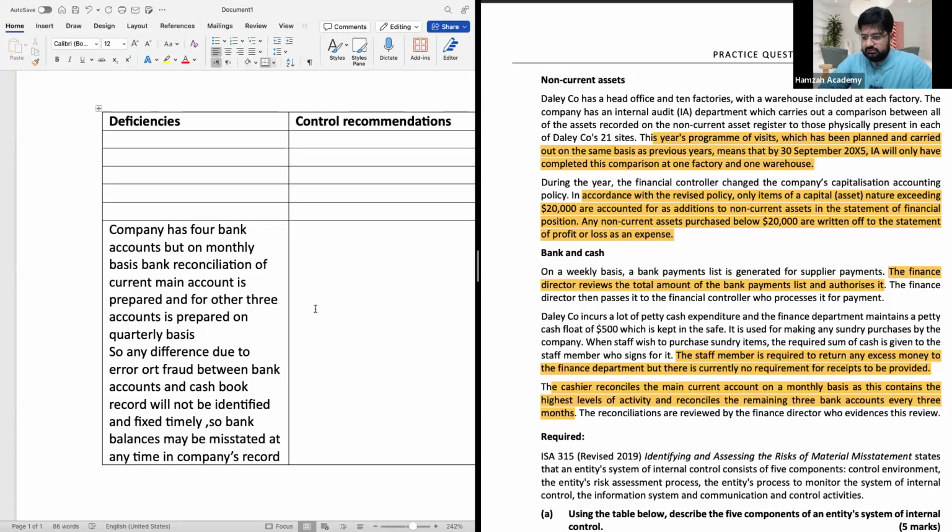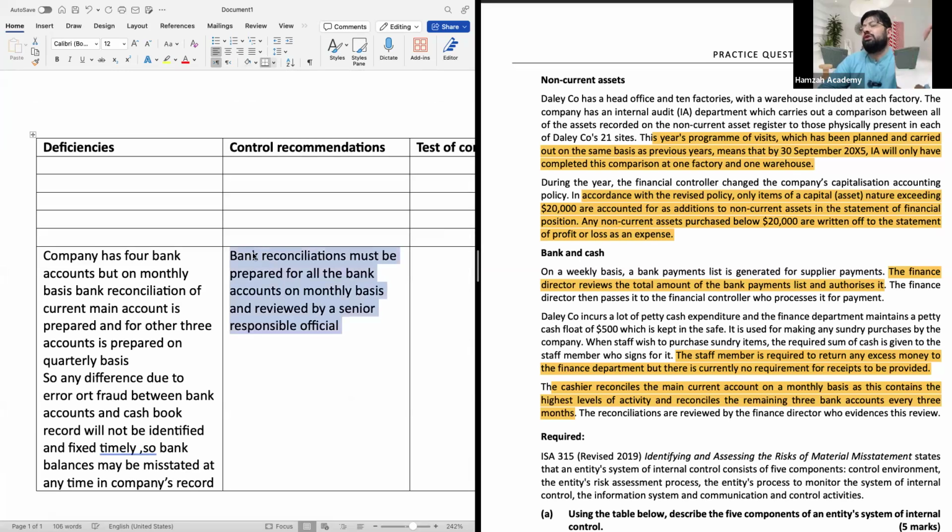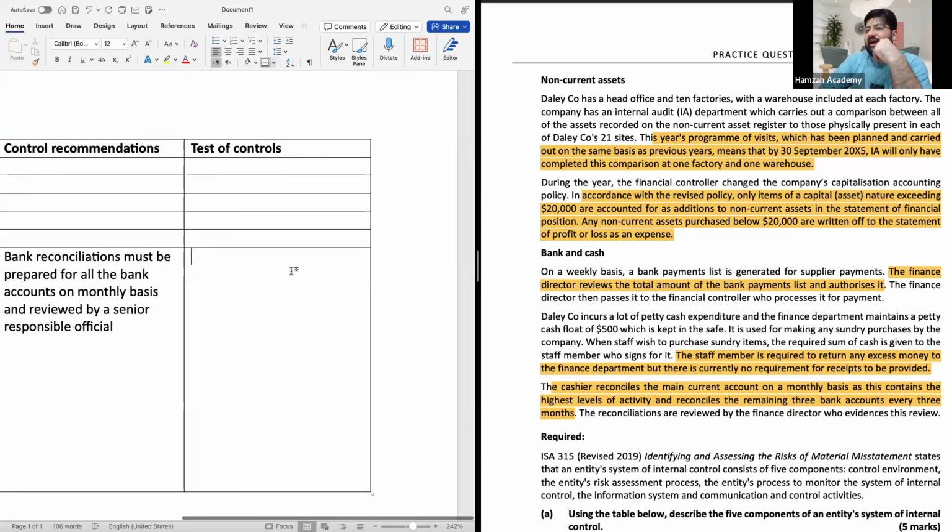Now, what is the recommendation? Bank reconciliations must be prepared for all the bank accounts on a monthly basis and reviewed by a senior responsible official. This is the control we are suggesting. Now, for the third column, we assume that this is already implemented. We have to test whether it is being implemented effectively or not.